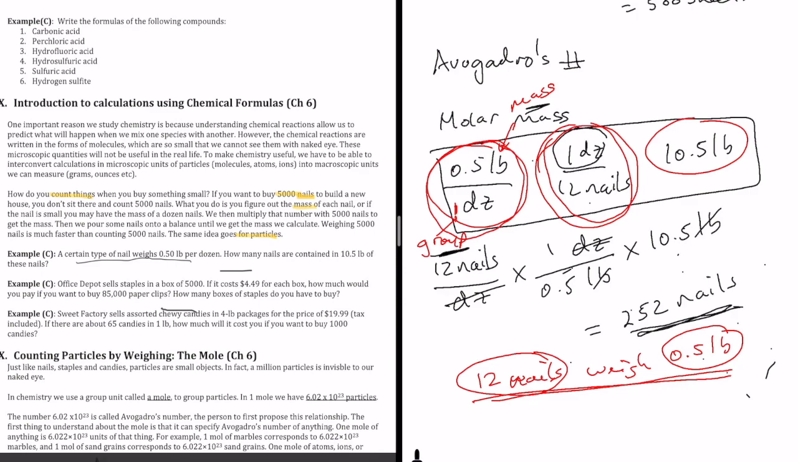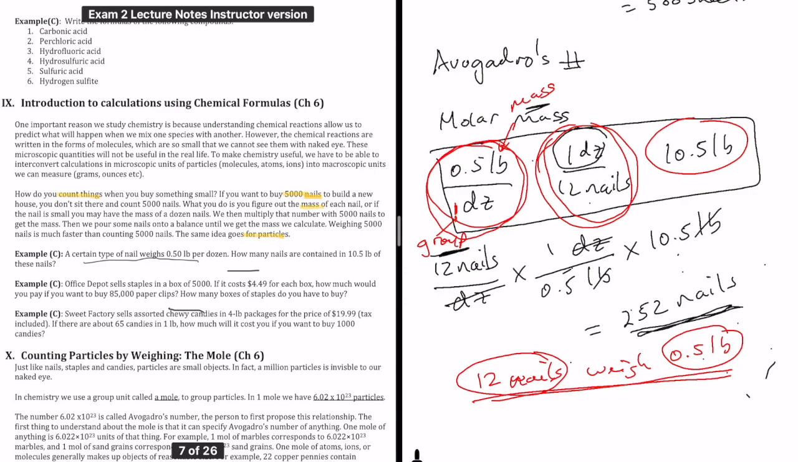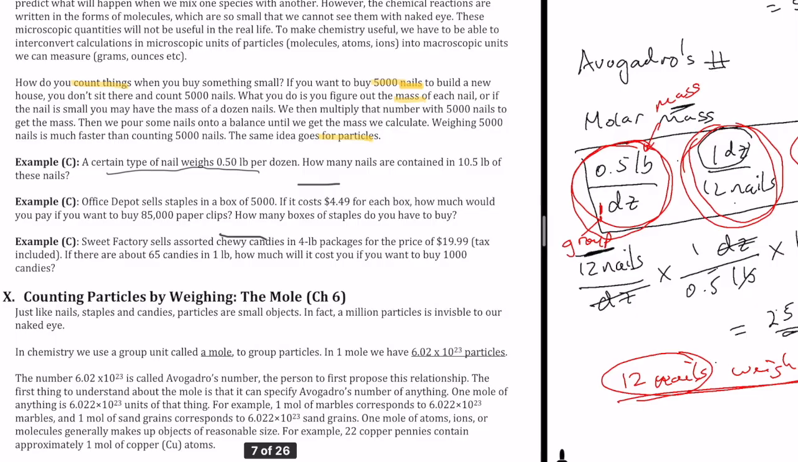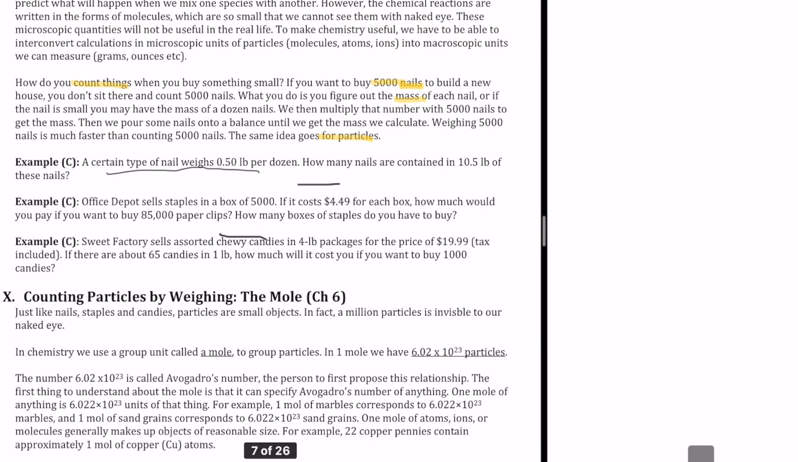Okay, all right, let's move on now to how we do it with particles. What we need to do is find the same kind of group unit that we used for nails earlier. For nails we used a dozen. For particles we use something called a mole. It serves the same function as that dozen, which is that in one mole there's a certain number of particles, specifically 6.02 times 10 to the 23rd particles. So a mole is just a group unit, just like a dozen, except that in this case there's a lot of stuff in a mole.